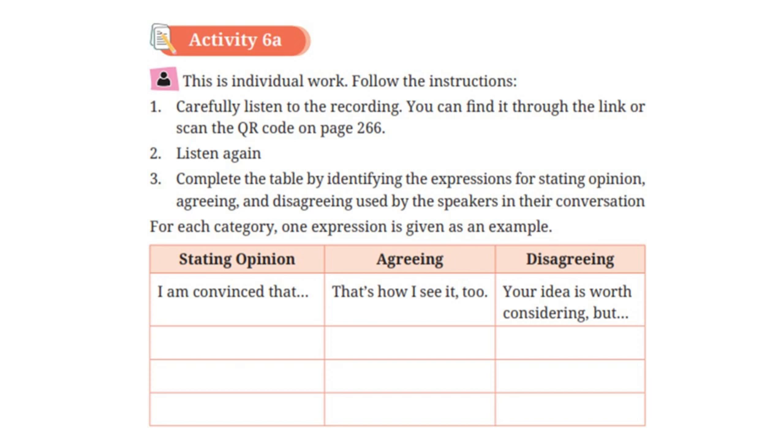Have you finished identifying? Now answer this question. Are there any other expressions for stating opinions, agreeing, and disagreeing that you know? Write them down in your notebook or say the answer orally and record it. Consult your answers with your teacher. Your understanding of the three categories of expressions will help you to succeed in doing the next activity.